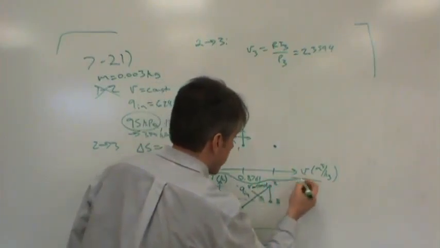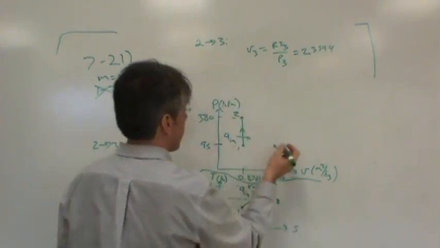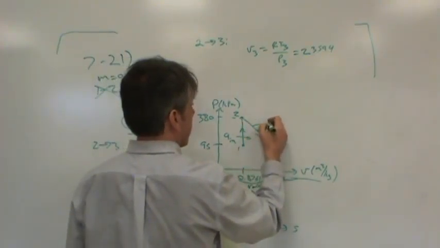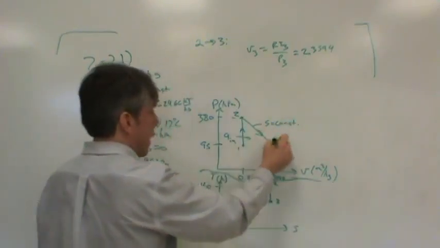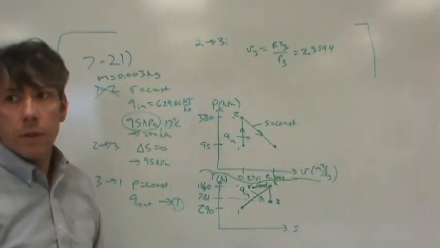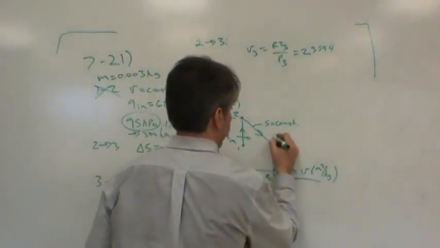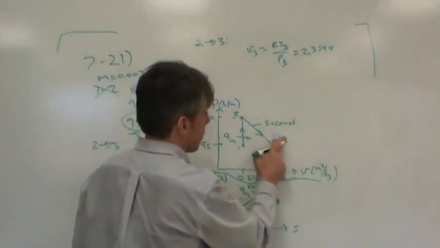So I need some space. This is 2.3594. It goes down. Now this is a line of constant entropy. Do I know how it should be curved or straight? I don't know. It doesn't matter. I just know it's going to move down to state 3. I guess I haven't been circling my state numbers, so I won't start now.